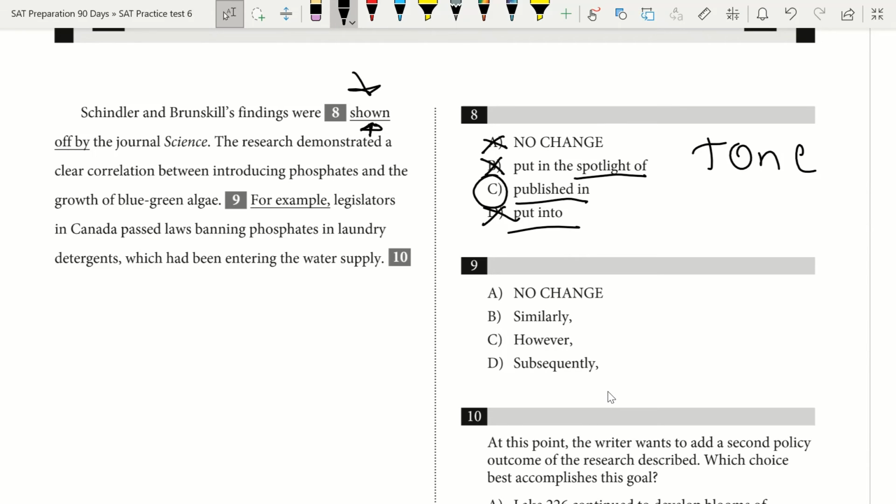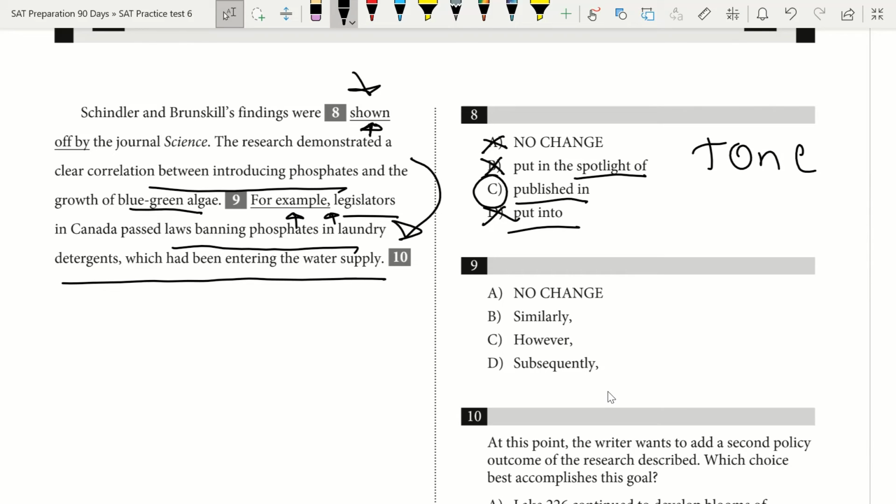All right, the research demonstrated a clear correlation between introducing phosphates and the growth of blue-green algae. Okay, now I see I have one word at the beginning of the sentence followed by a comma, so I'm looking to link my 2 sentences here or transition between them. Legislators in Canada passed laws banning phosphates in laundry detergents, which had been entering the water supply. Okay, so I see that we talk about how research is showing how phosphates cause algae. Then I'm talking about a result of that research, which is that there is legislation now banning phosphates. So that's not an example of what happened, it's a result of it.